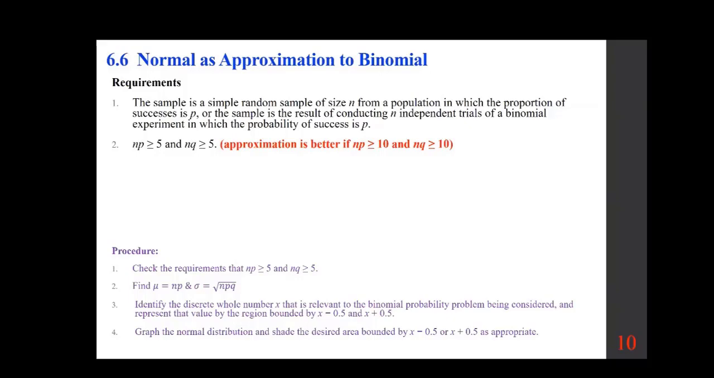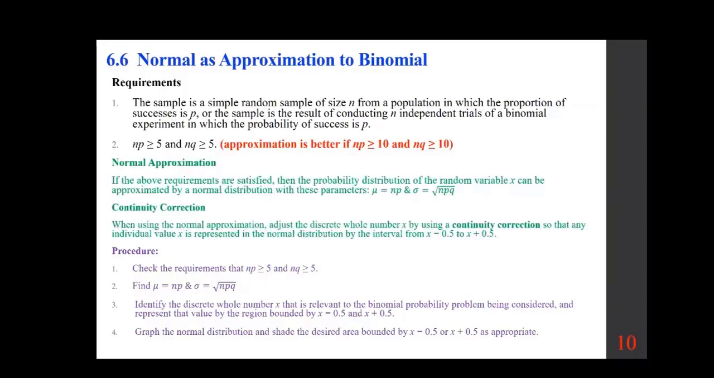Some statisticians go with the higher number. Normal approximation: if the above requirements are satisfied, then the probability distribution of the random variable x can be approximated by a normal distribution with these parameters. Mu equals np and sigma equals square root of npq.